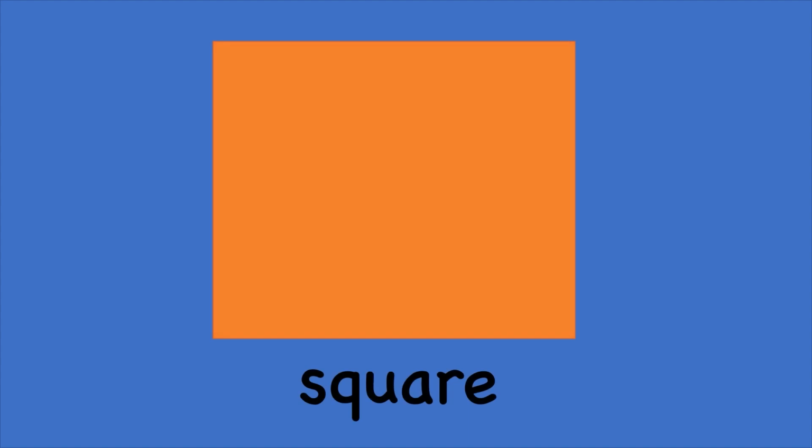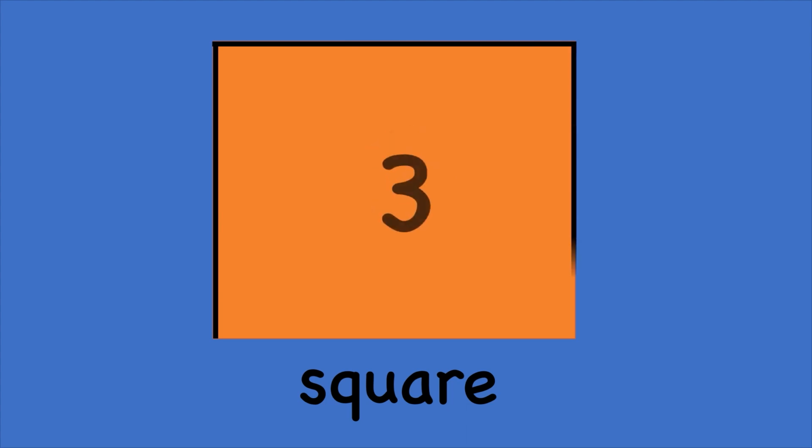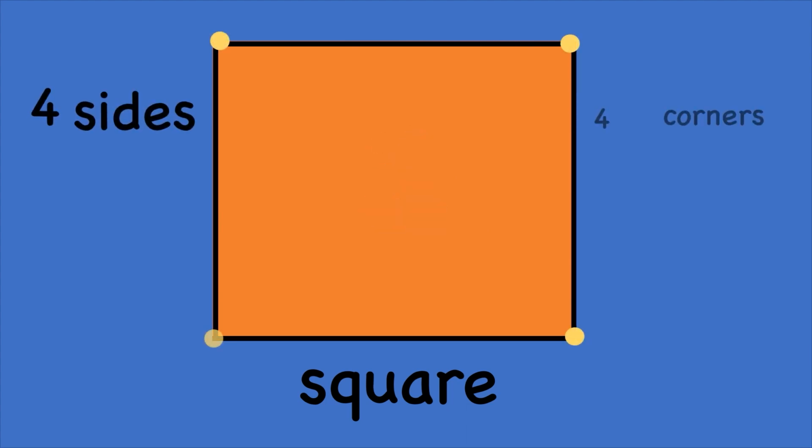This is a square. How many sides does it have? 1, 2, 3, 4. 4 sides and 4 corners. Square.